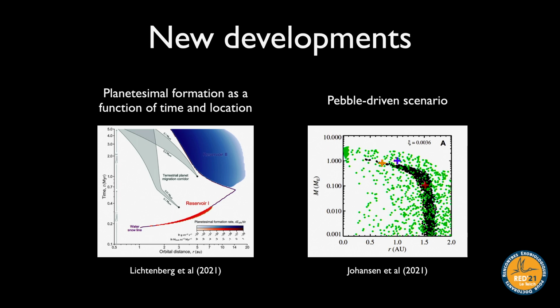And of course, there are some other new developments. I'm not going to go into detail on this. The image on the left shows new ideas for when planetesimals formed in different parts of the solar system. So maybe the initial conditions for these models need to be revised. The image on the right shows a new idea that just came out this year that invokes pebble accretion for the terrestrial planets themselves. And so that's currently being thought about, whether that could make sense in the context of the rocky planets.